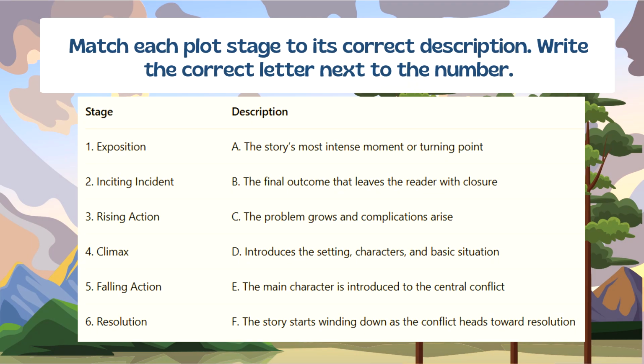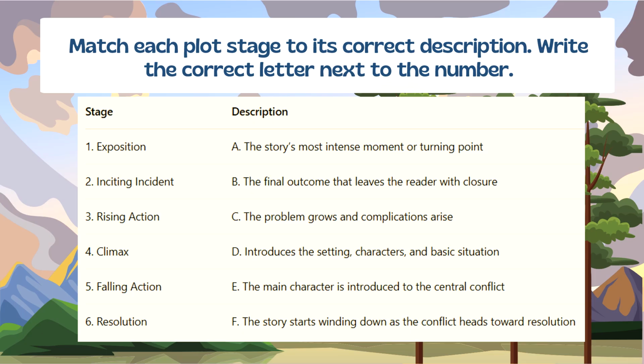Let's review a little. You're going to match each plot stage, the 6 plot elements, to its correct description. Write the correct letter next to the number. Number 1 on the stages: exposition; 2, inciting incident; 3, rising action; 4, climax; 5, falling action; 6, resolution. Description: A, the story's most intense moment or turning point; B, the final outcome that leaves the readers with closure.